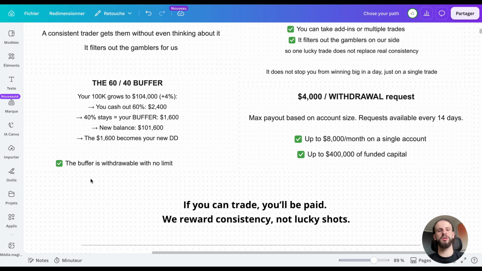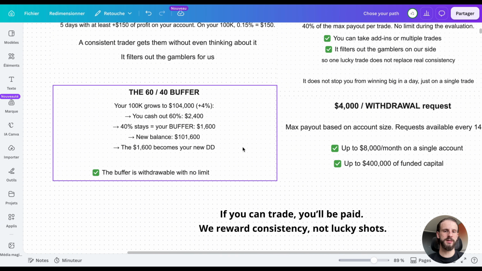Now, when it comes to the buffer rule, and again, that one is very important, so listen to me carefully. Here is how it actually works. When you request a payout, we pay you 60% of the amount you requested, and everything else will stay on your account. That remaining balance becomes your buffer, and at the same time, it becomes your new drawdown, which gives you more room to keep trading. So let me show you with 2 examples.